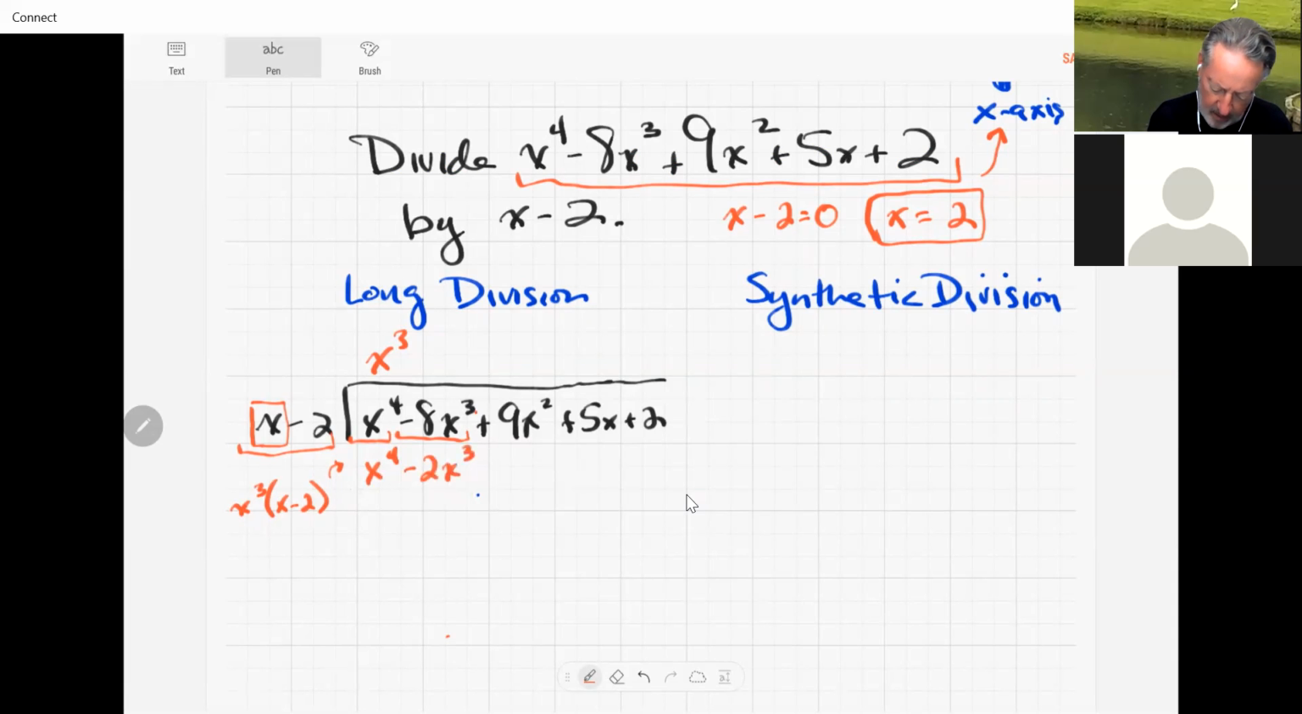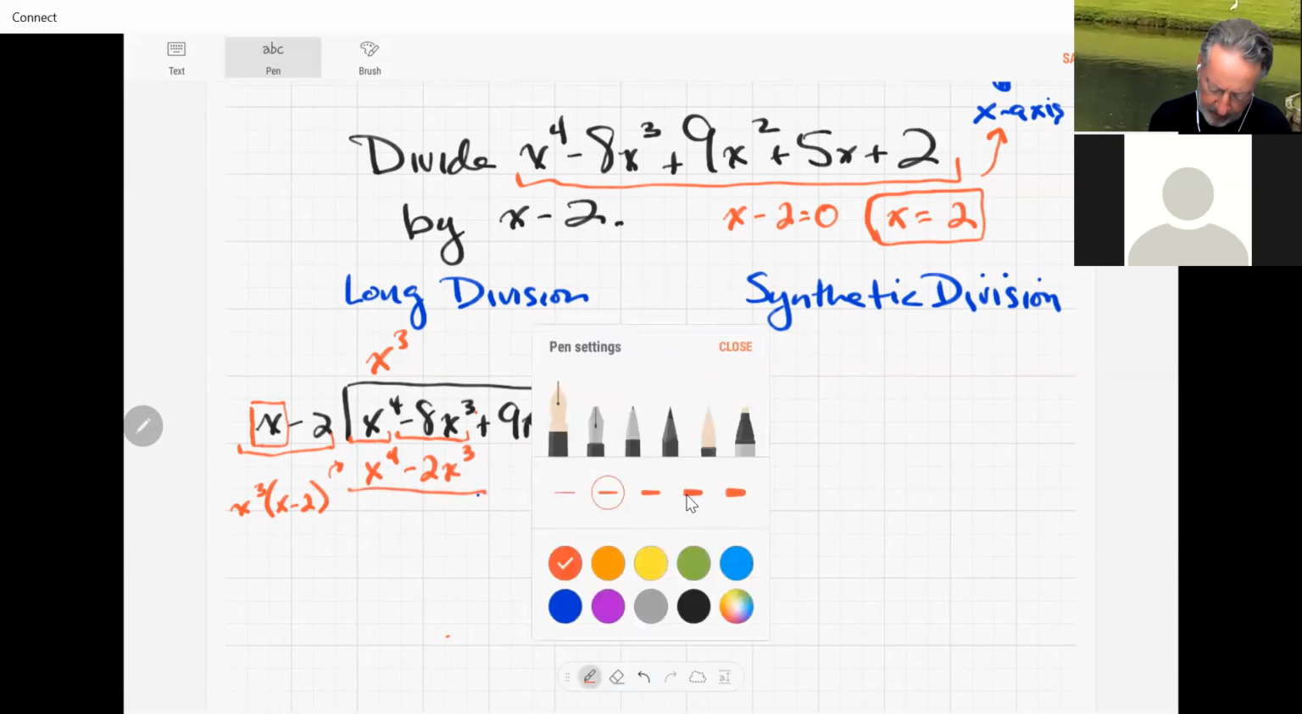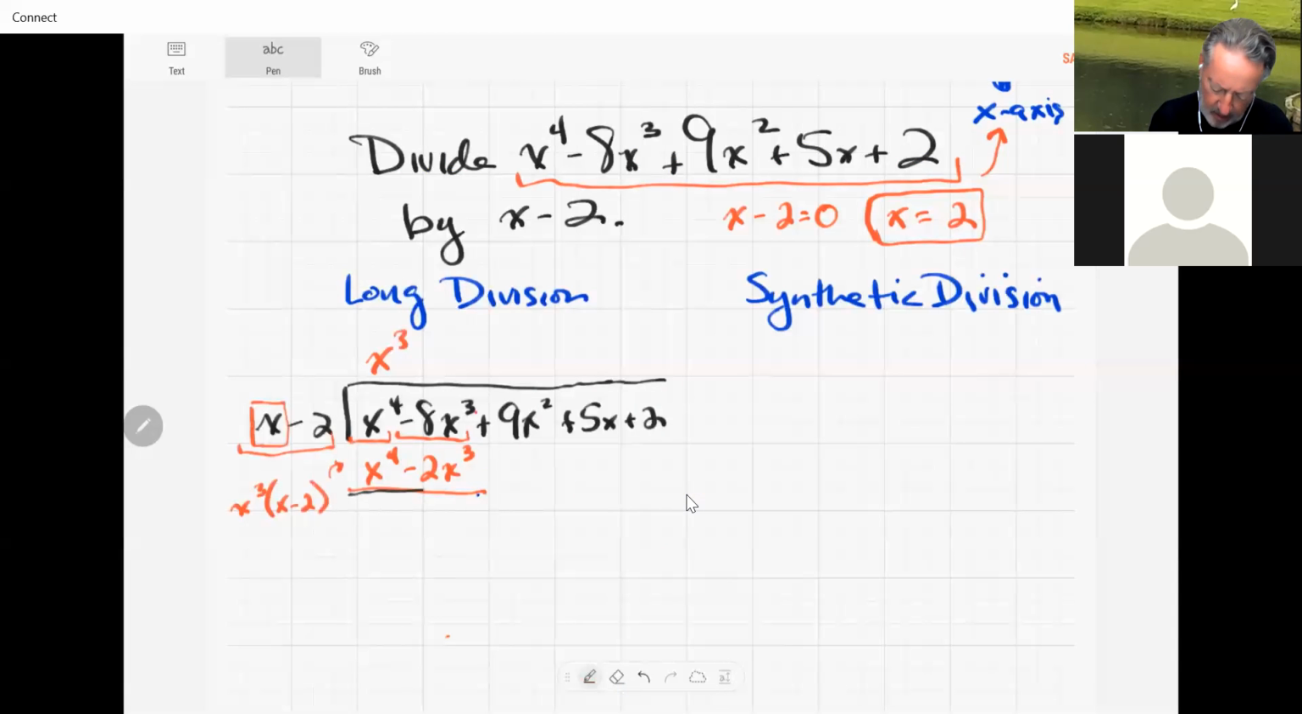Then just like regular division, now I'm going to subtract that. Since this is a negative, I have to change the sign to plus. These two cancel out just like long division. You're probably remembering it fondly now. The next thing I do is bring the next one down, 9x squared, and then I repeat the process.